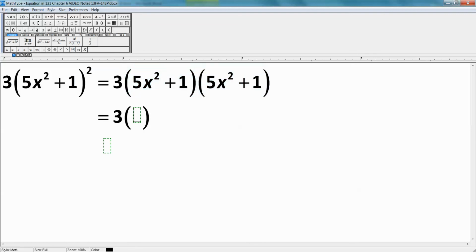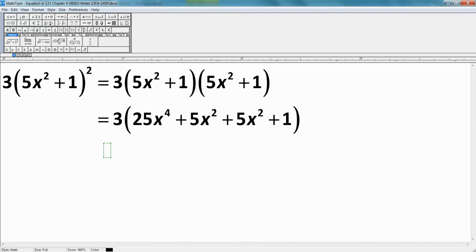So 5 times 5 would be 25. X squared times x squared is x to the 4th because you add those powers. Plus 5x squared plus 5x squared plus 1. Okay, so that's equal to 25x to the 4th plus 10x squared plus 1. Now I'm going to distribute that 3 out.